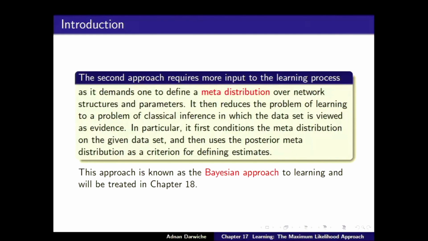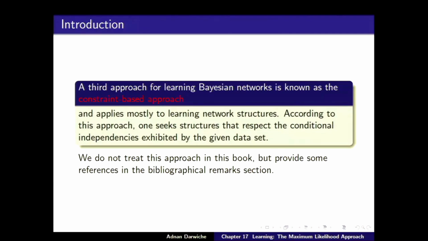You're trying to learn a distribution, but you set up a meta process in which the data that you have ends up being evidence. You condition on the data set as your evidence and compute a posterior distribution over the possible things that you could have learned. What is intriguing about it is that it's a formulation in which learning gets reduced to inference as we know it. As we discussed inference, exact inference and approximate inference, you can turn the learning problem into an inference problem. We'll see that when we get to chapter 18. So these are two main approaches.